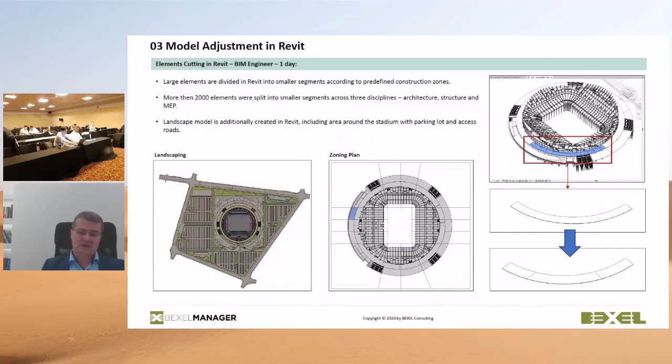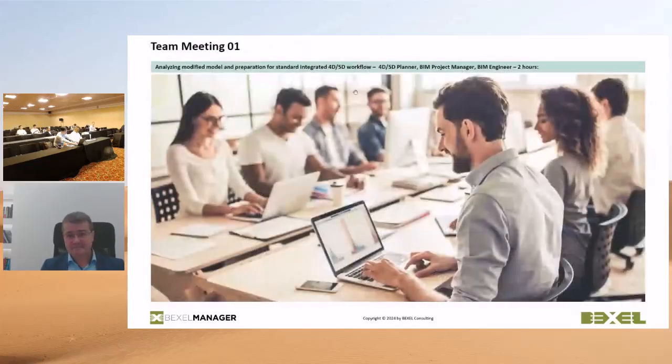In this case, 2000 elements were cut and the landscape model was created. This is also something, as you will see later in the videos, that we strongly suggest, even if the designer has not modeled landscaping or excavation and various activities related to landscaping. This should be added because it tremendously helps you understand the execution of all your works much better.